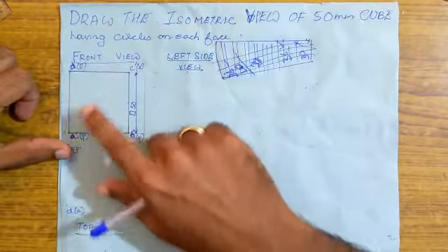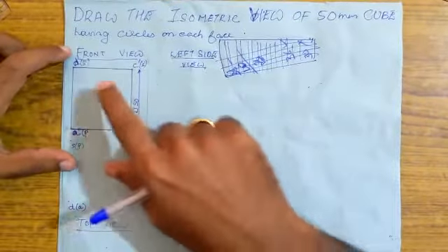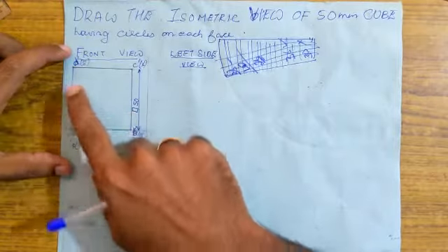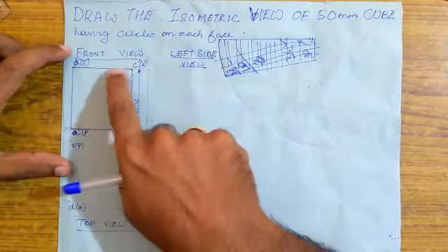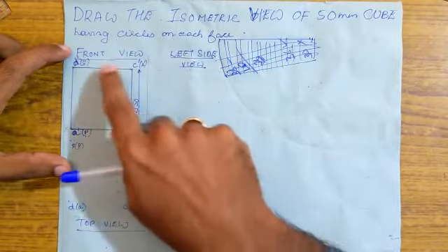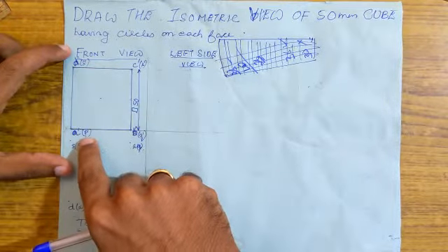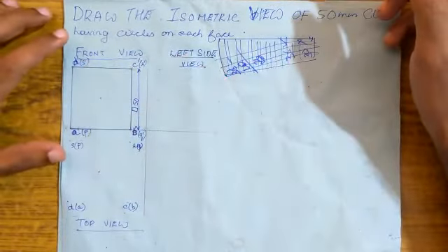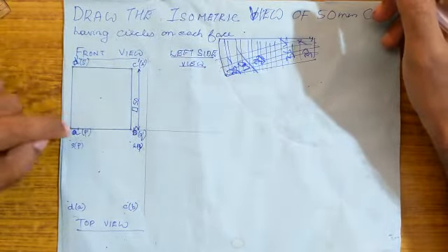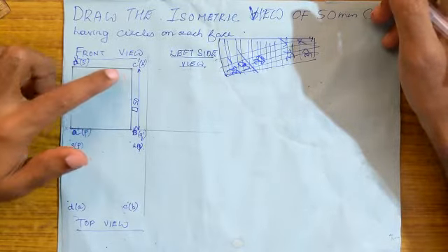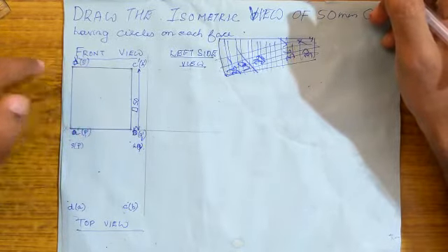So there is a cube. The front face of the cube is A, B, C, D. So in elevation it will be A dash, B dash, C dash, D dash. And the back face of the cube is P, Q, R, S, so it is labeled as P dash, Q dash, R dash, S dash. The cube has 8 corners. Front corners are A, B, C and D. Back corners are P, Q, R and S. So this is the front view of the cube.